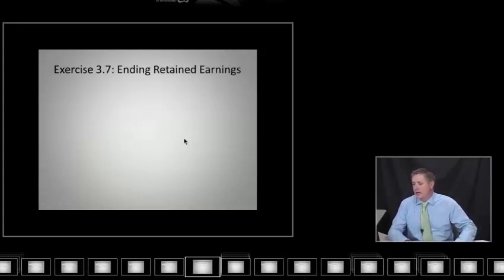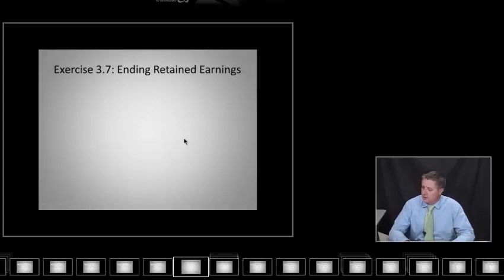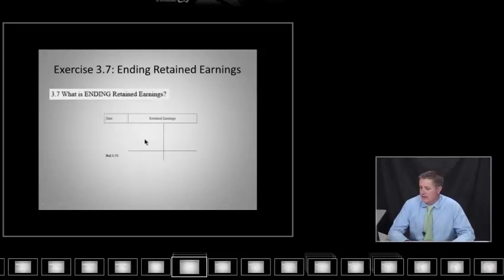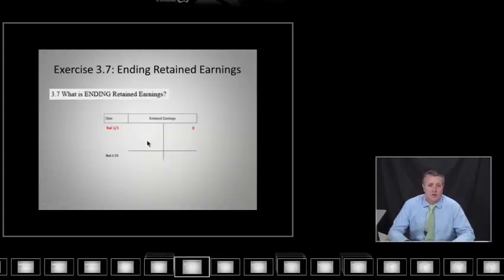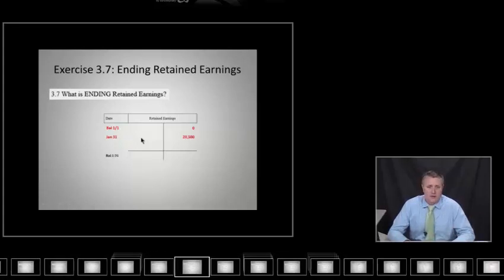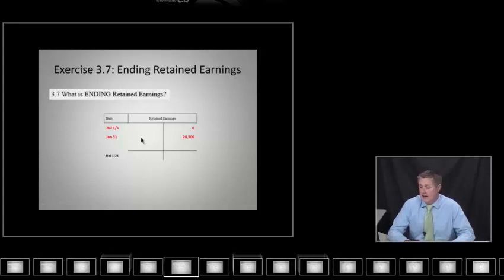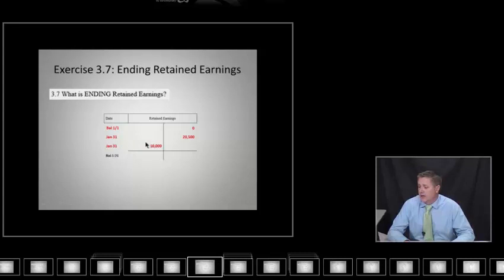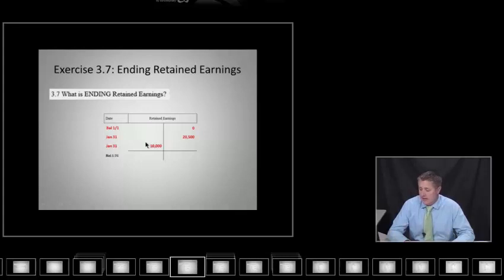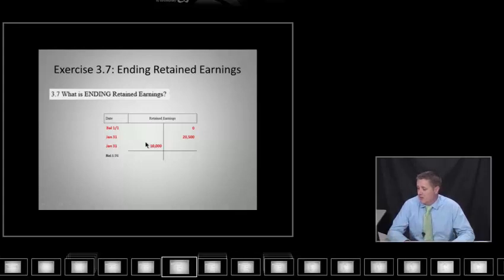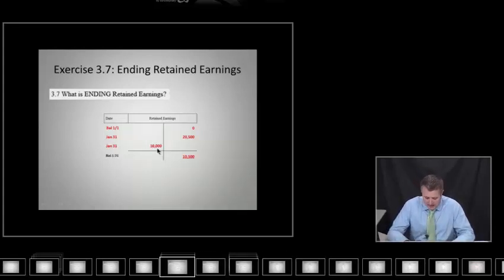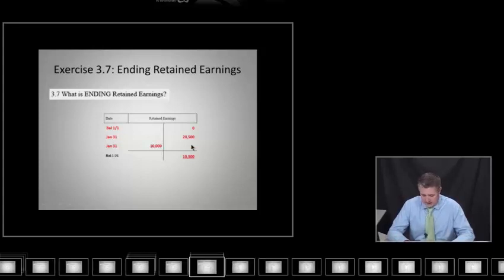Finally, exercise 3.7 asks us to look at ending retained earnings. In this case, we had a beginning balance of 0, since this was a new company. We had an addition of $20,500 related to net income, and then a reduction in retained earnings of $10,000, which reflects the dividends paid. And so our ending retained earnings balance will be $10,500. This should tie to our balance sheet and also tie to our statement of changes in shareholders' equity.